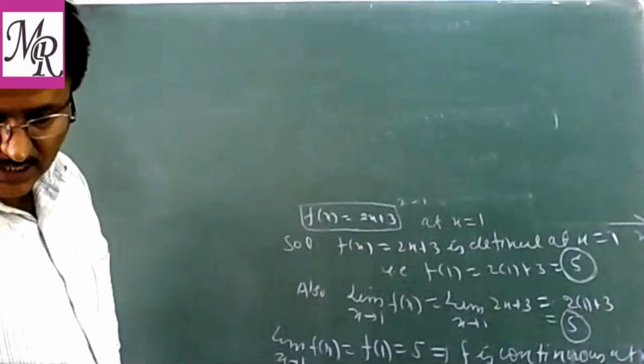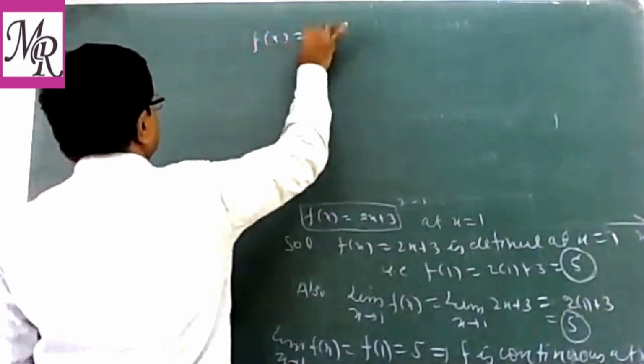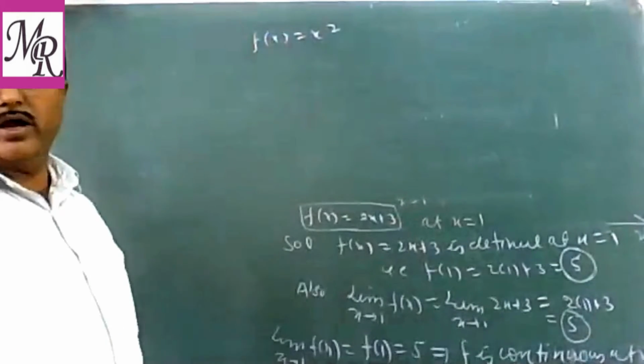Examine whether the function f given by, तो ये भी पॉलिनोमियल फंक्शन ही है, सेम प्रोसेस है. f(x) equal to x square.